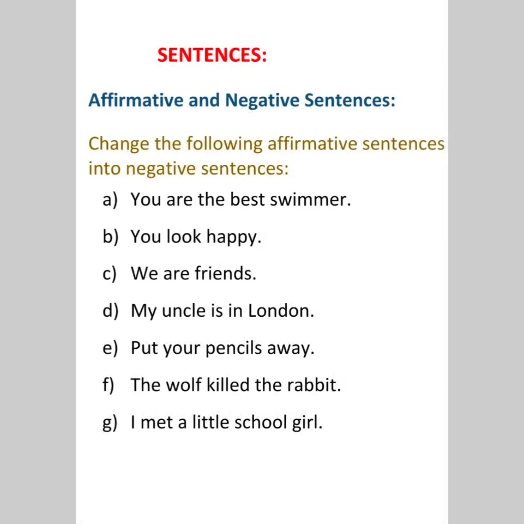Some more examples. Change the following affirmative sentences into negative sentences. You are the best swimmer. You look happy. We are friends. My uncle is in London. Put your pencils away. The wolf killed the rabbit. I met a little schoolgirl.